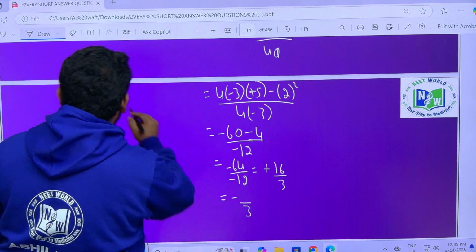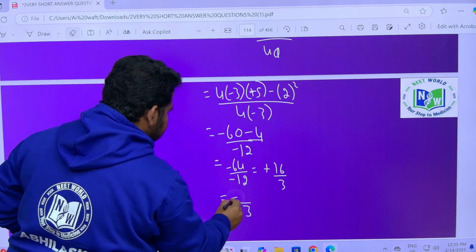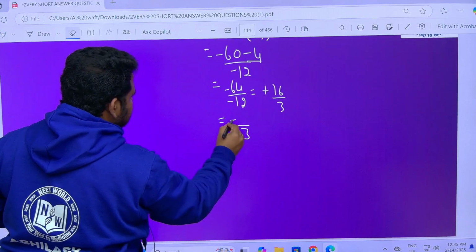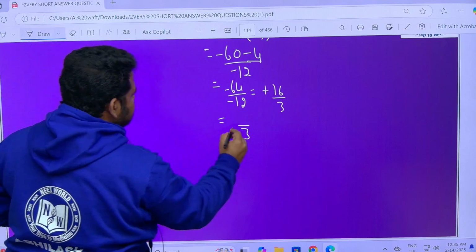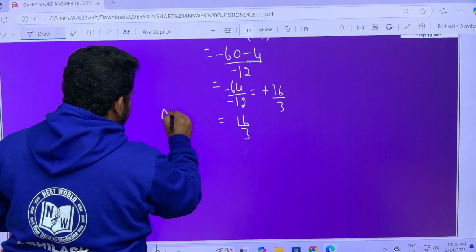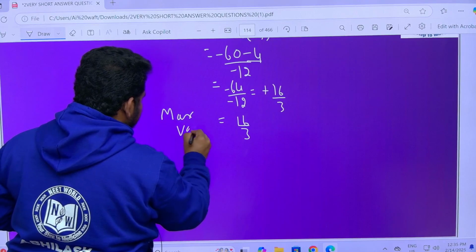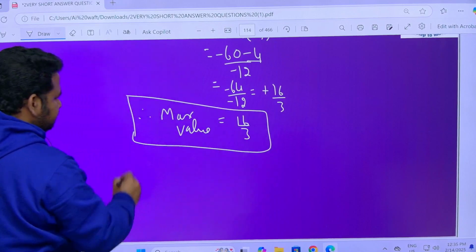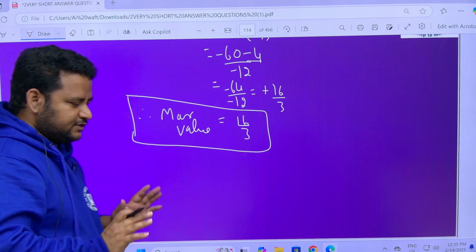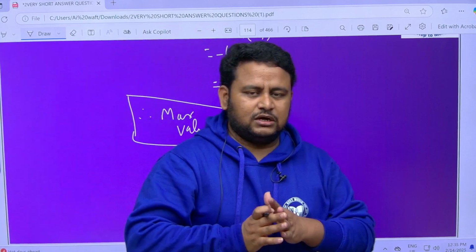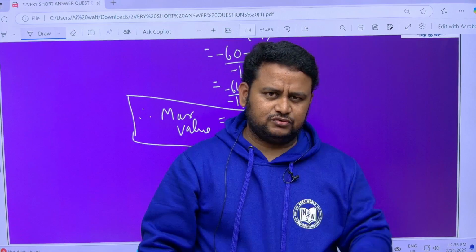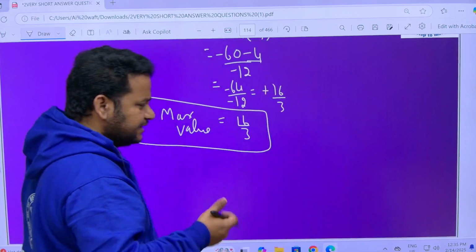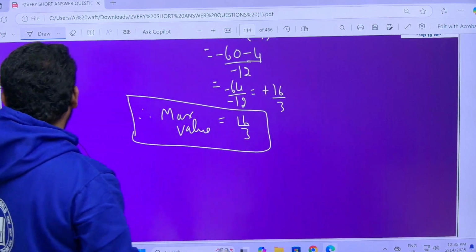So the answer to this question: the maximum value is how much? The maximum value will be equal to 16 by 3. This is how you solve this question. So one thing you have to pay attention to is whether A is positive or A is negative. If A is positive, it is having a minimum value. If A is negative, it is having a maximum value. I am repeating again and again so that you don't get confused.